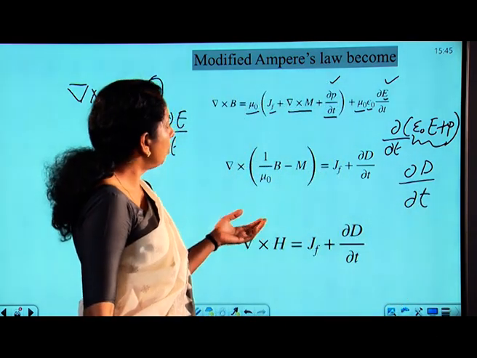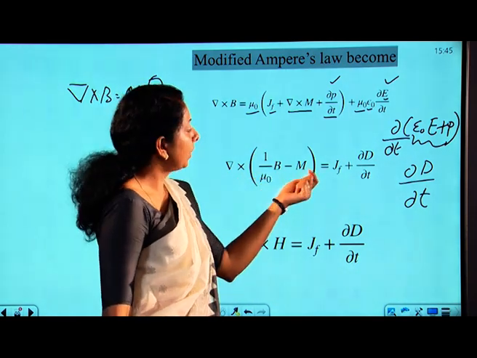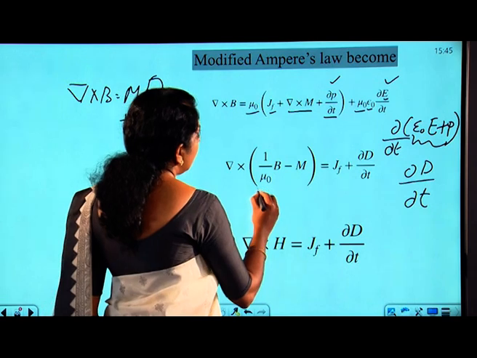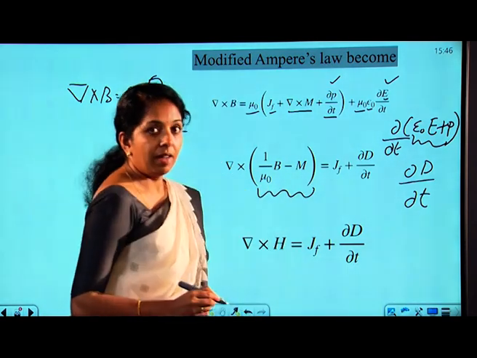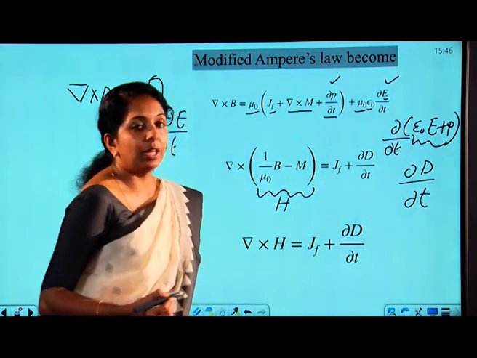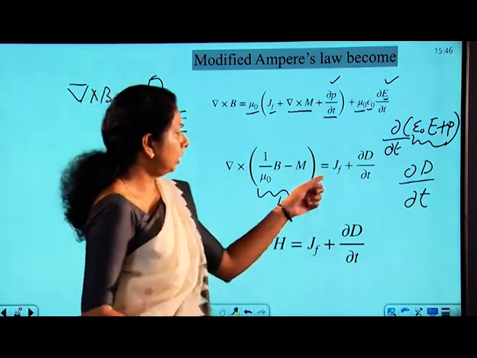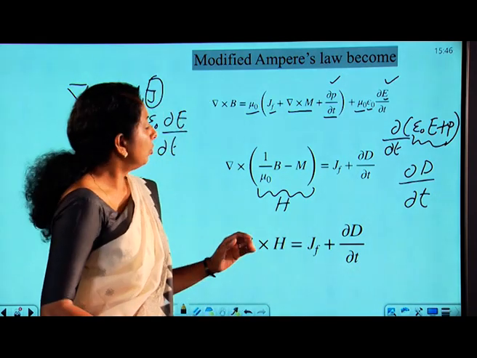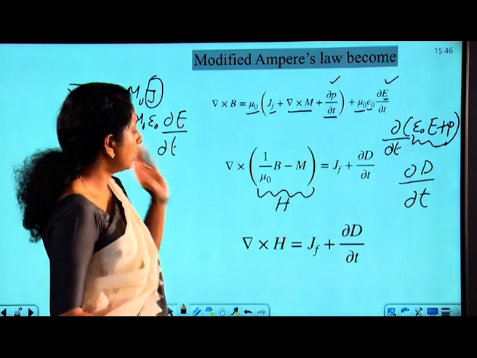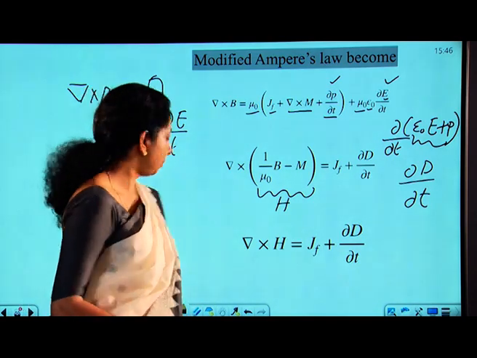So, modified Ampere's law becomes del cross of (1/μ0 B − M) is equal to J_f plus ∂D/∂t. Now, we label this expression, that is 1/μ0 B − M, as H. So, the modified Ampere's law becomes del cross H is equal to J_f plus ∂D/∂t. So, inside matter, this equation becomes del cross H is equal to J_f plus ∂D/∂t.